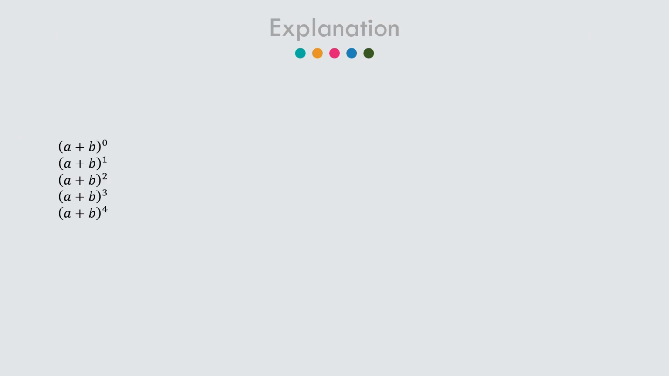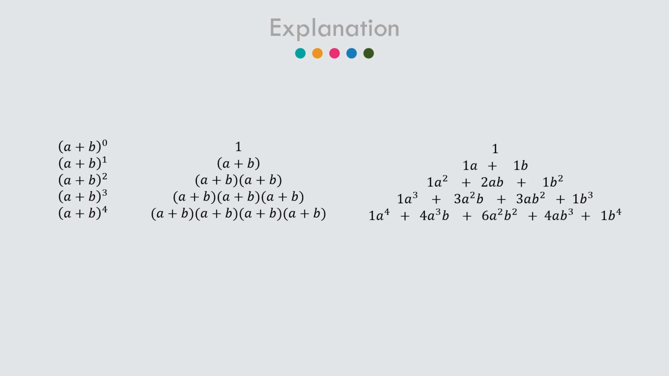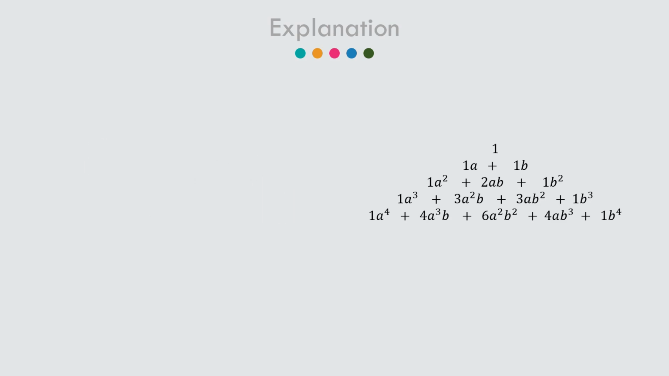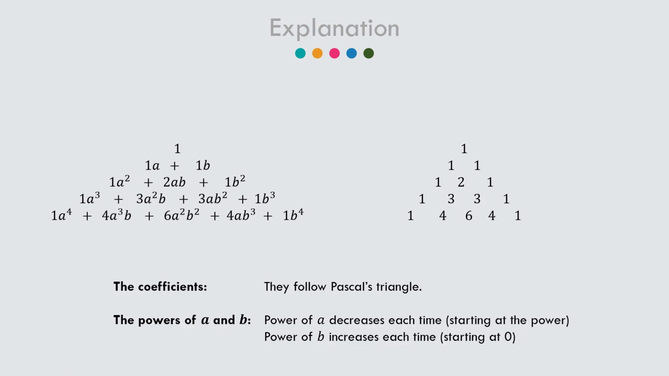The binomial expansion theorem allows us to expand brackets to any power in a more efficient way. Let's take a look at the first 5. If we were to write out the expansions of these, we would get the following. Remember, anything to the power of 0 is 1. Now let's simplify, and we get this. Now let's just concentrate on the expansion results. And now, just look at the coefficients of the expansion.